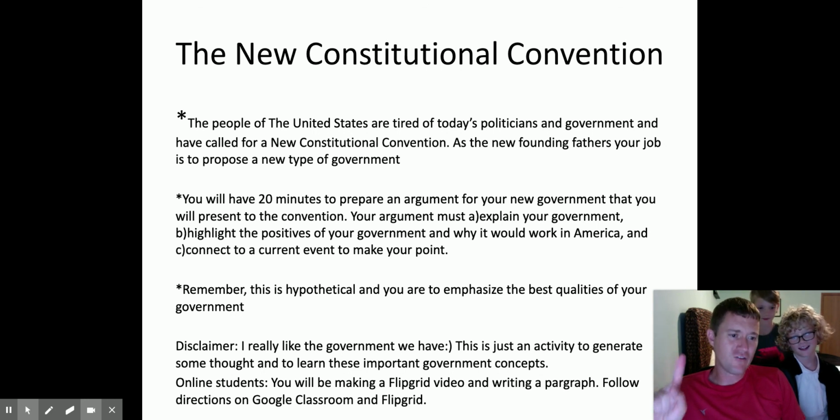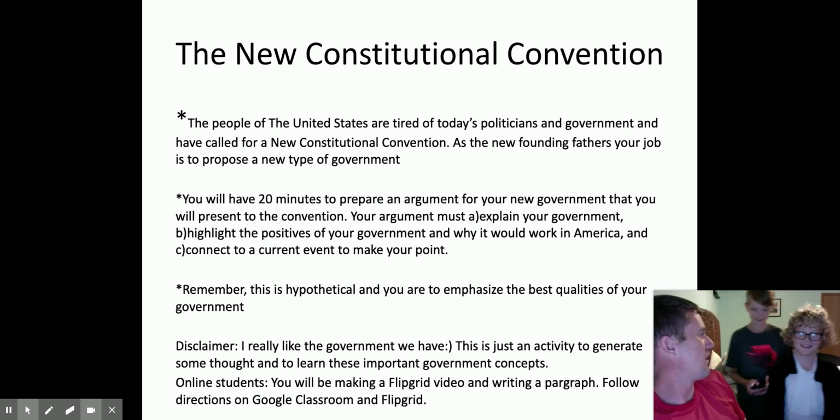Don't throw away your shot this year. Don't throw away your shot in this AP class. We want you to be successful, so don't throw away your shot.